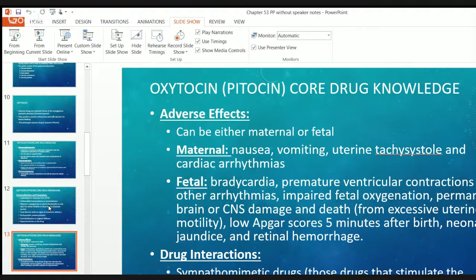When we look at contraction patterns, a lot of times both mom and baby need time to rest. Typically, there's decreased oxygenated blood flow to a baby during a contraction. So while mom is physically resting in between contractions, please know that the baby that we can't see is also recovering from a contraction. A good indicator would be a low APGAR score at 5 minutes after birth, neonatal jaundice, and retinal hemorrhage.